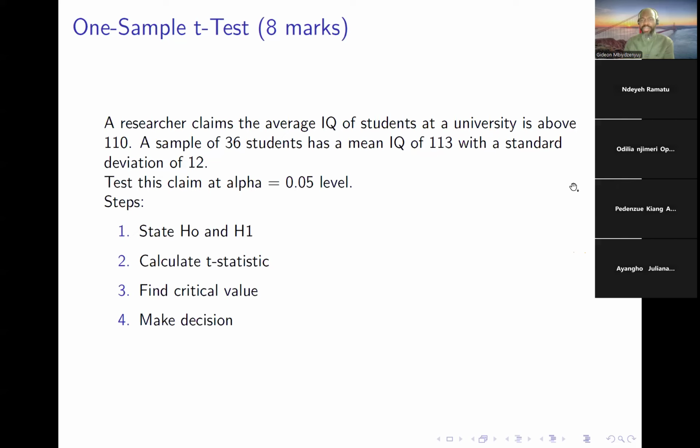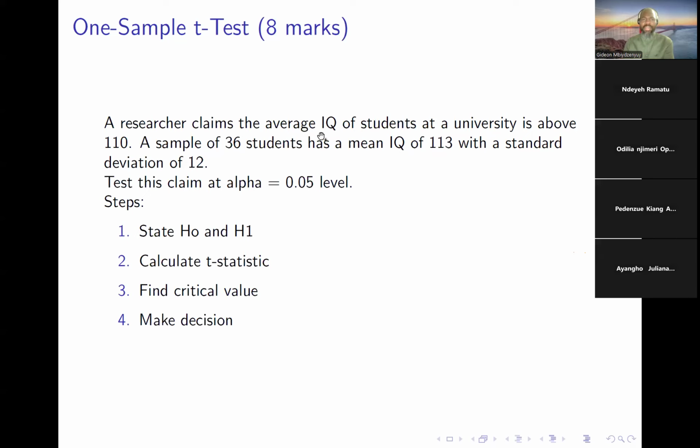Good. So you know the different conditions, and the most important condition, one of them we've seen, is that you know or you don't know the standard deviation of the population. So look at the question again. It says that a researcher claims that the average IQ of students at the university is above 110. This is talking about the average IQ of students at a university. So the population is the university here.